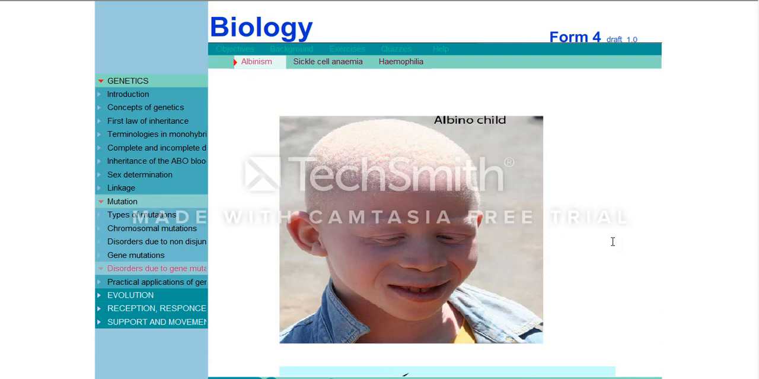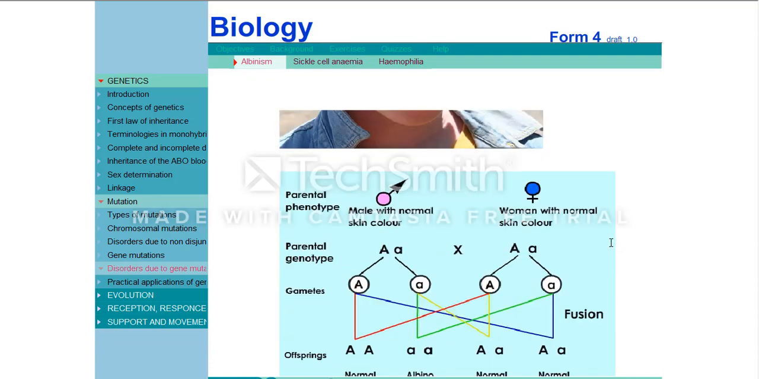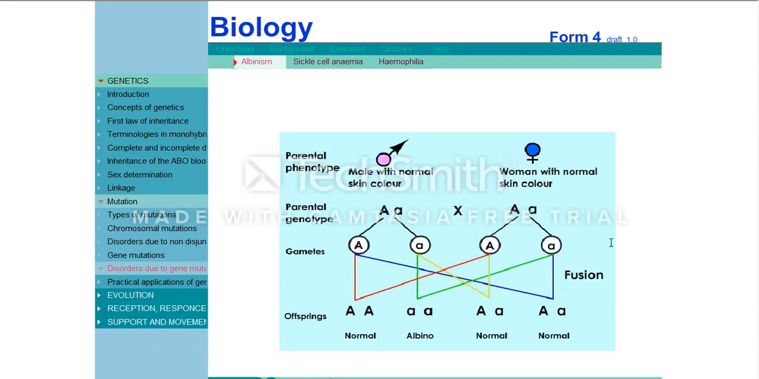In albinism, the gene undergoes substitution and a recessive allele designated by a letter small a. Under homozygous condition, double small a, the enzyme tyrosinase is not synthesized and consequently melanin is not formed. Tyrosinase is necessary to act on tyrosine, which is required in melanin formation. The photograph shows a person with albinism.